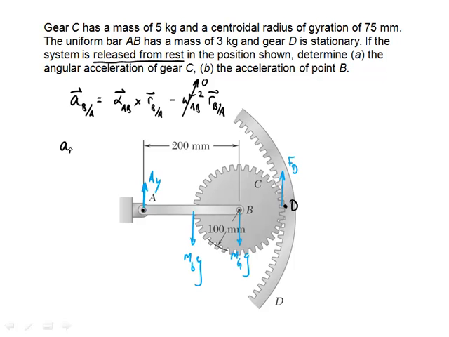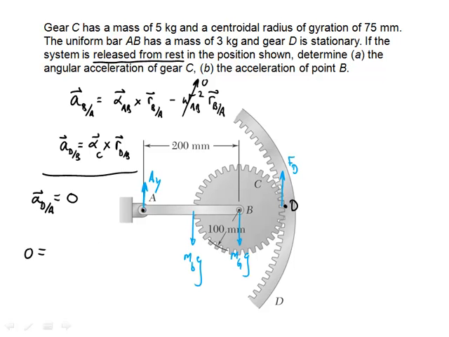The acceleration of D with respect to B is going to equal alpha of gear C crossed with the position of D with respect to B. And again, minus an omega squared, but that's 0, so I don't need to worry about that. But when I add these two terms together, that's the acceleration of D with respect to A, but that's equal to 0.